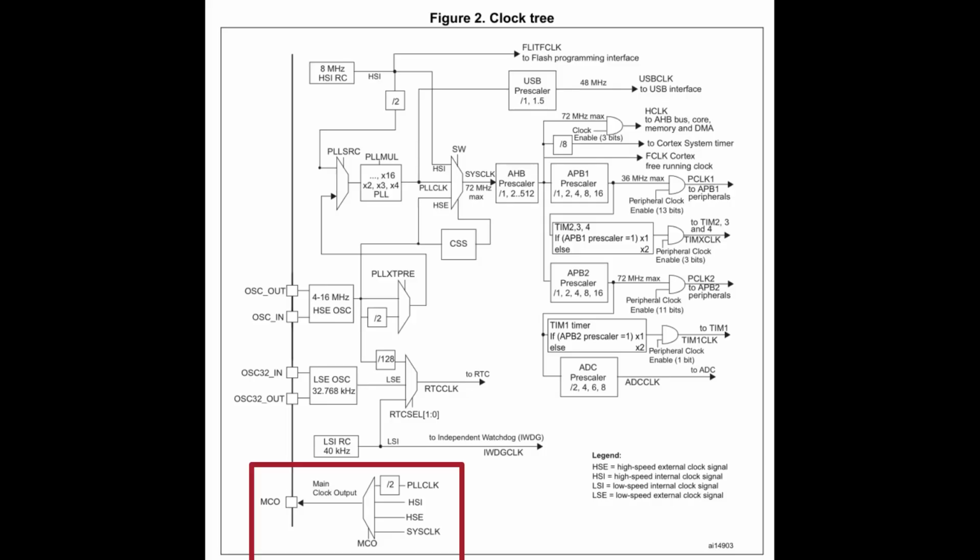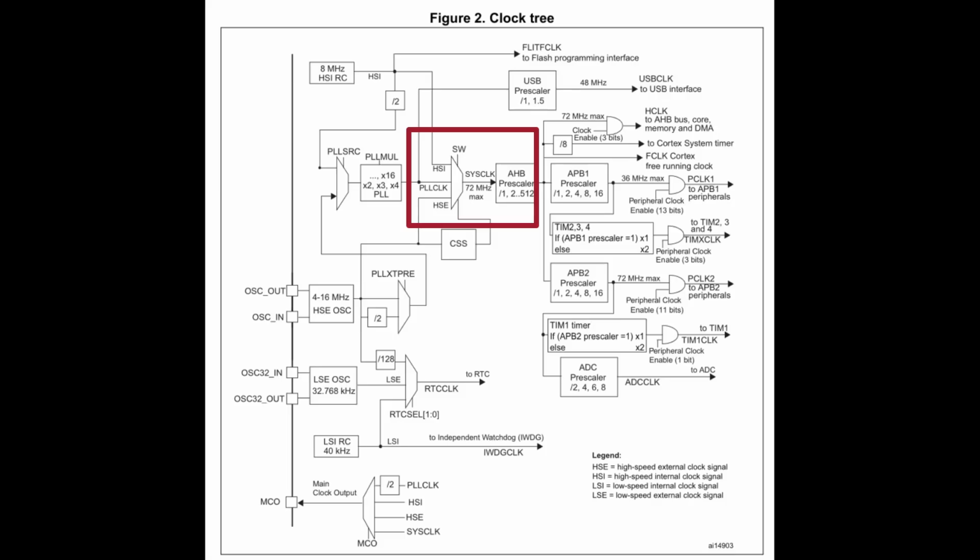For example, here in the clock tree diagram, we can see that we are able to output the PLL, HSI, HSE, and system clock. The system clock does not have a value by itself. The system clock will have the value that we choose. For example, we can choose the HSI, PLL, and HSE to be the clock for the system clock.